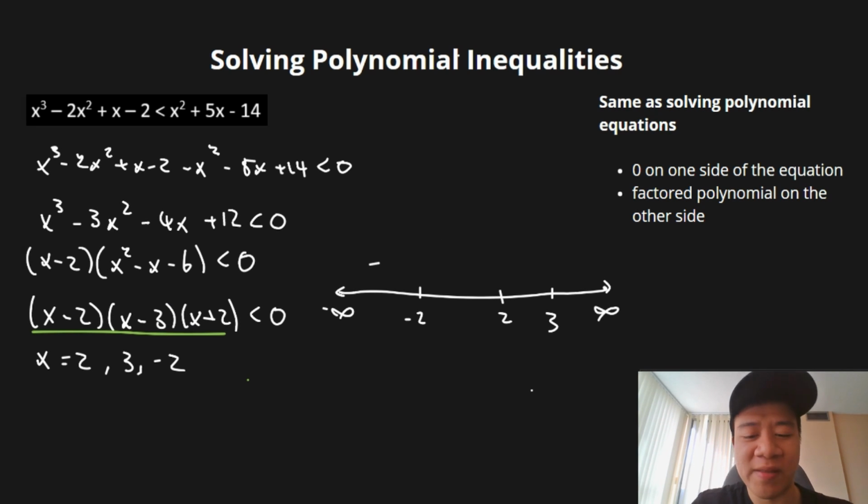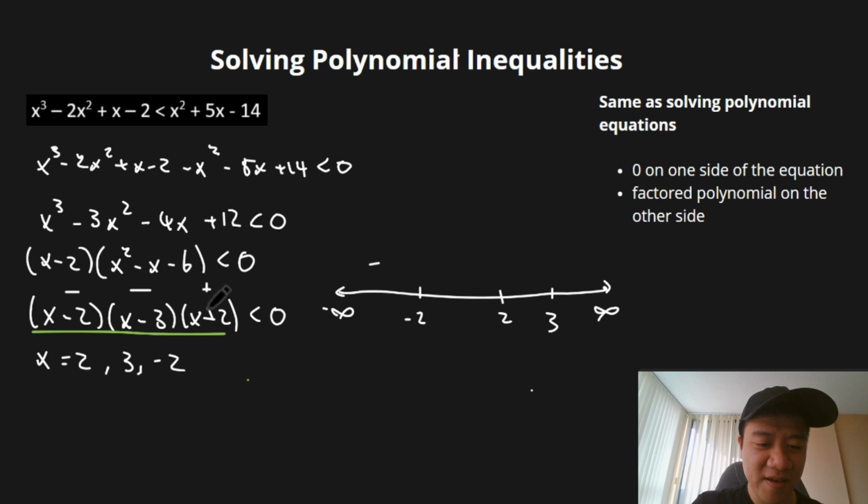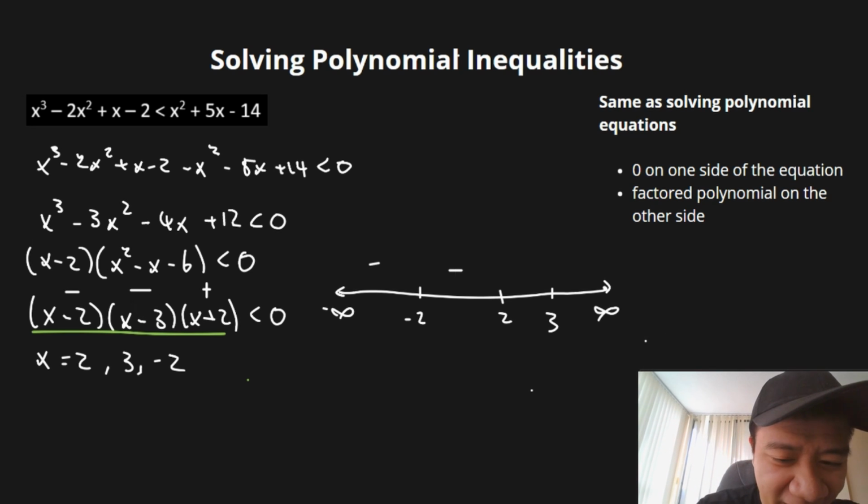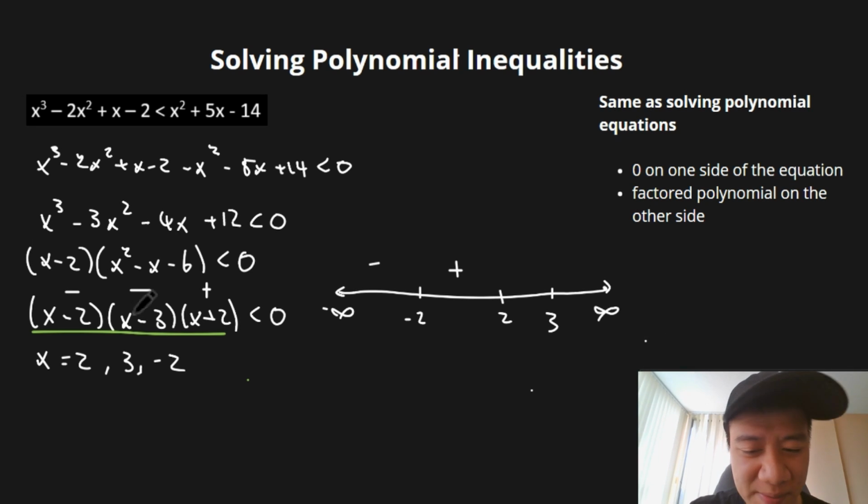So let's continue. A number between -2 and 2. The simplest one I can think of is 0. So if you sub 0 into our polynomial over here, 0 minus 2 is just a negative number, 0 minus 3 is a negative number, 0 plus 2 is a positive. Since we have a negative number times a negative number, which makes positive, positive times positive is positive. So overall, our graph between -2 and 2 is going to be positive.